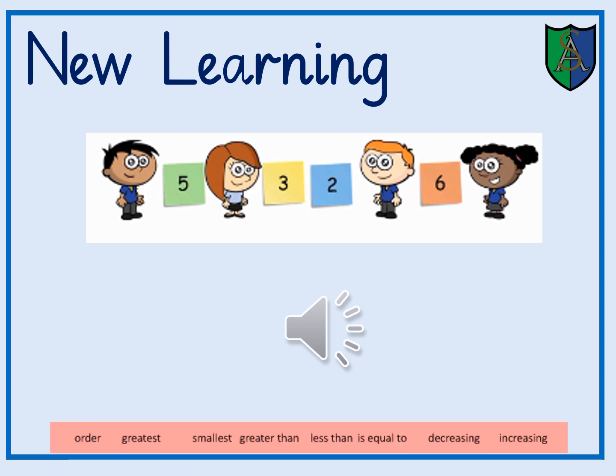Now let's think about putting these numbers into order. Okay, what we're going to do is we're going to start with the smallest number first. What is the smallest number that you can see? Pause the video now and have a little think about how you would go about ordering these numbers from the smallest number to the greatest number. Off you go.